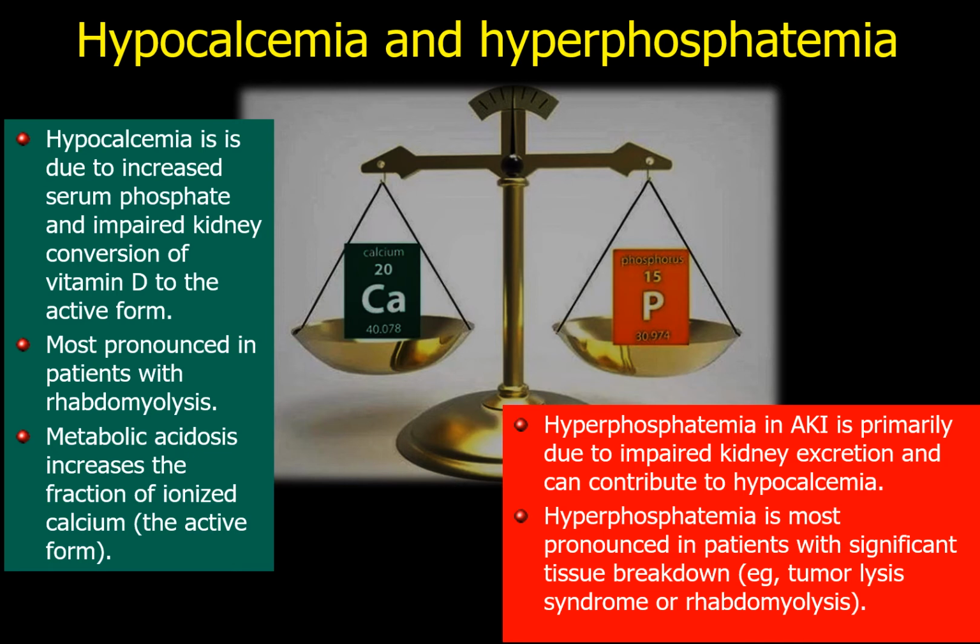Therefore, it is important that the clinician is aware that rapid correction of metabolic acidosis with bicarbonate therapy can decrease the concentration of ionized calcium and precipitate symptoms of hypocalcemia. So you'll see the patient having tetany, seizure, and cardiac arrhythmias. Hyperphosphatemia in AKI is primarily due to impaired kidney excretion and can contribute to hypocalcemia. Hyperphosphatemia is most pronounced in patients with severe tissue breakdown, such as in tumor lysis syndrome or rhabdomyolysis.